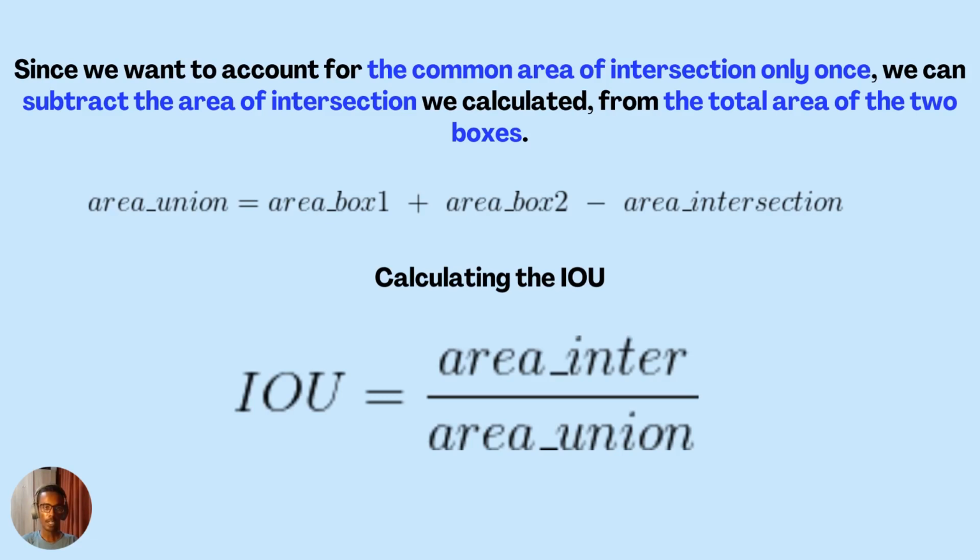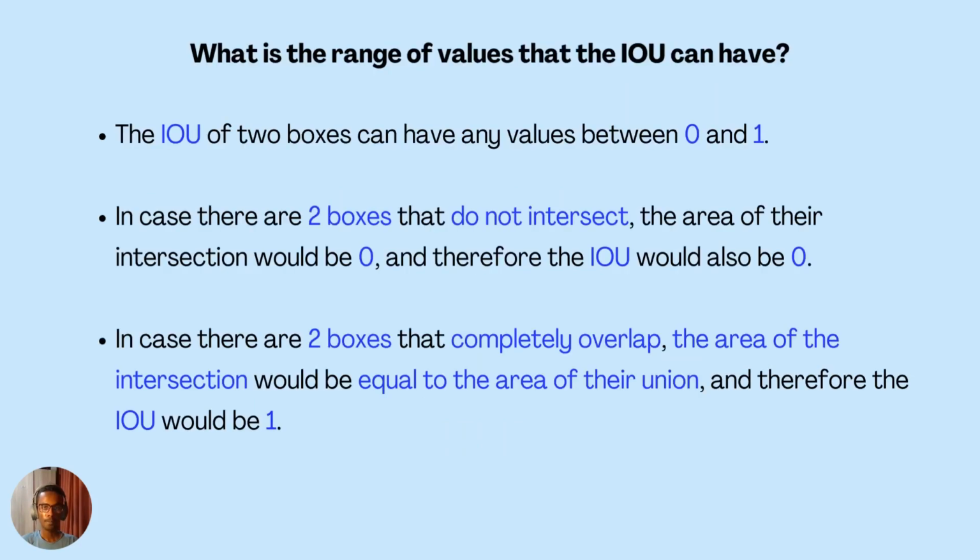So first we sum the area of the two boxes, and finally we subtract this overlapping region to find the area of the union. And finally, we compute the IOU by taking the ratio of the intersection of the overlapping region we computed first, divided by the area of the union, which we computed now.